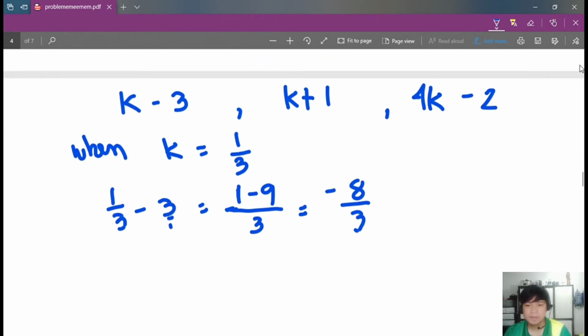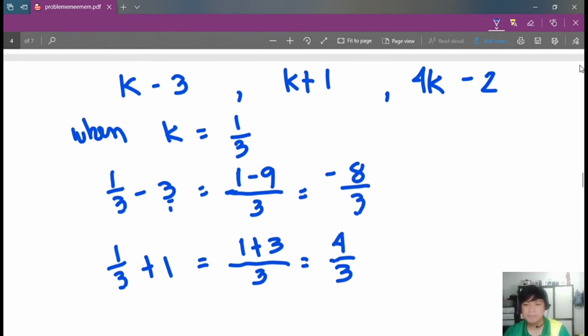Second one, k plus 1, so 1/3 plus 1 equals. The LCD is also 3. So 1 plus, 3 divided by 1 is 3, and 3 times 1 is 3. So 1 plus 3, that's 4/3.